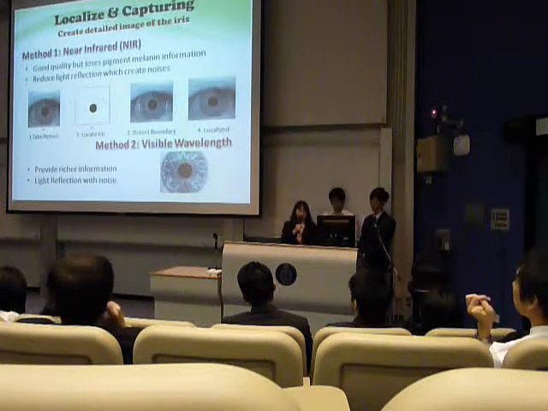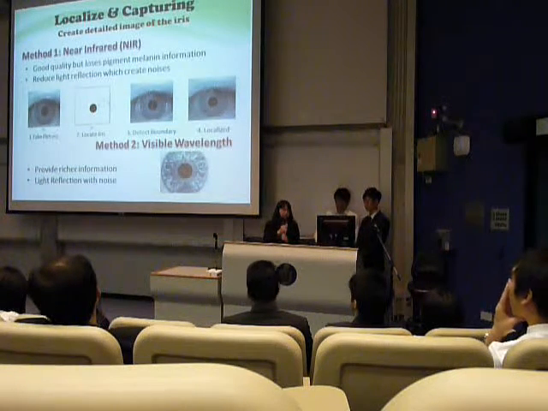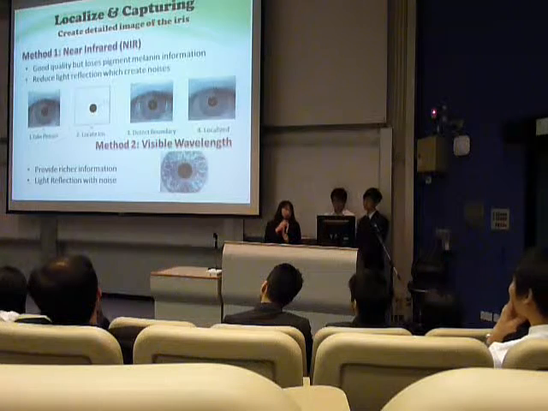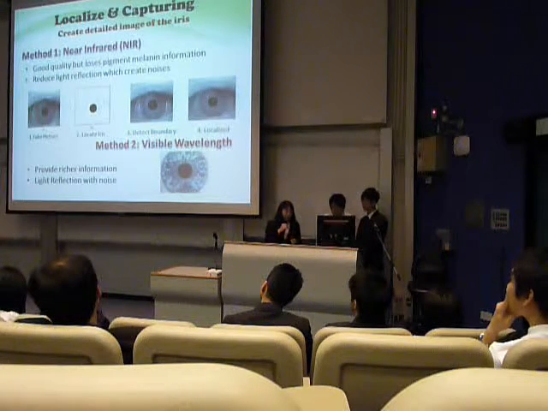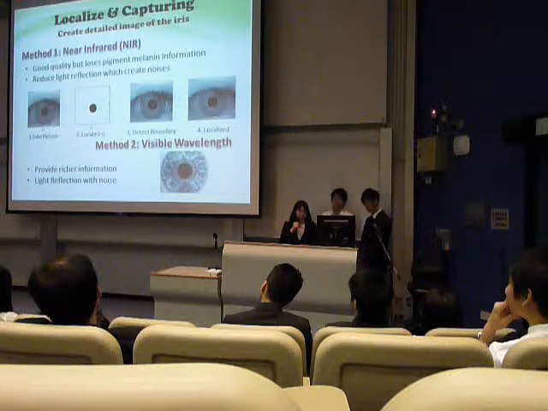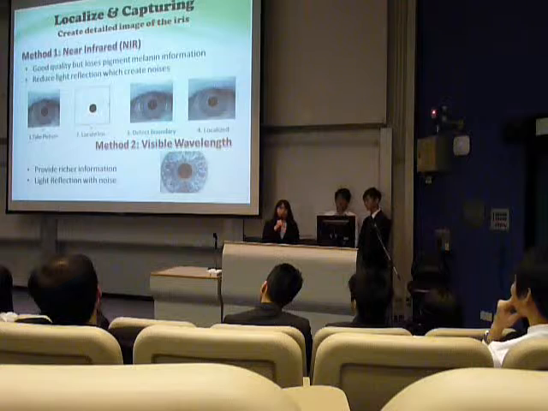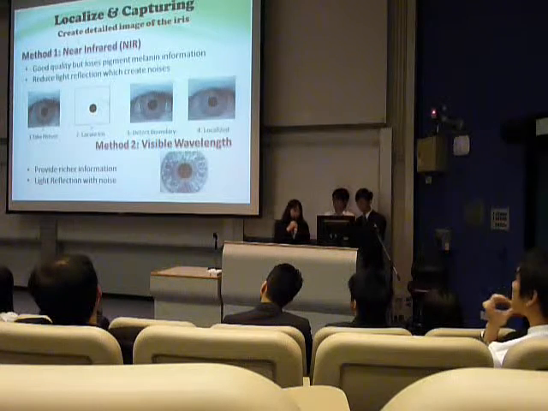So there's another method. It's called the visible wavelength. Although this method could include the color of your iris, because there is color, there will also be light reflection in your eyes, so it will affect the accuracy of the image.